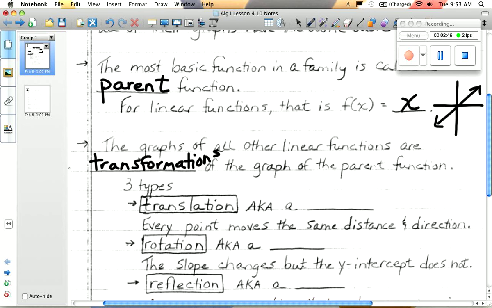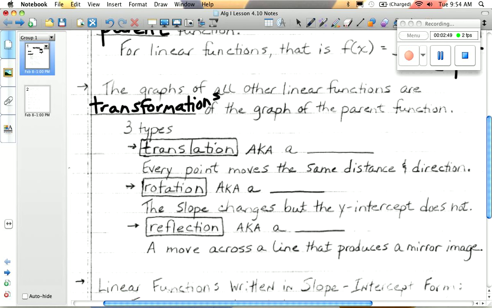So we just talked about, before we started these notes, what types of transformations are covered in this lesson. One of them was a translation, also known as a slide. When you think translation, you think about a slide. Every point moves the same distance and direction. So if you move 1 point up 2 units, you move every point on the parent function's line up 2 units. If you take a point and reflect it over something, you reflect every other point from that line, from the parent function, over that same something.